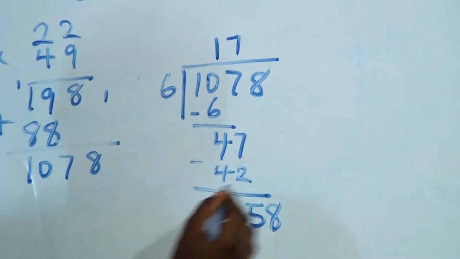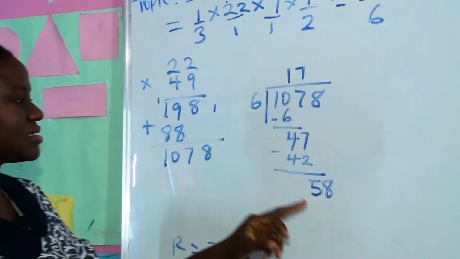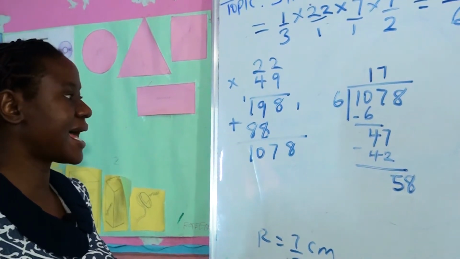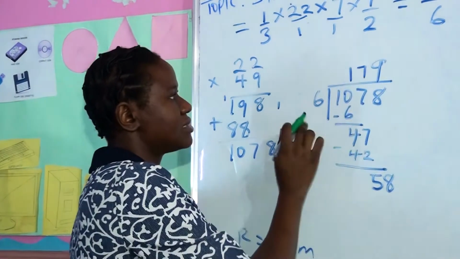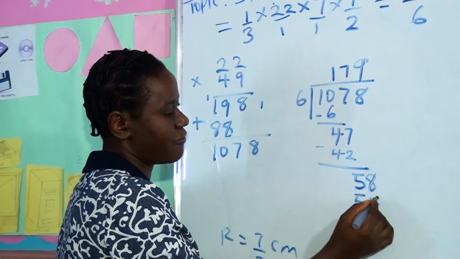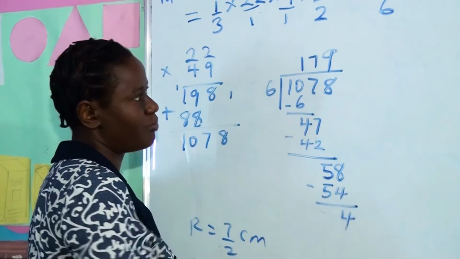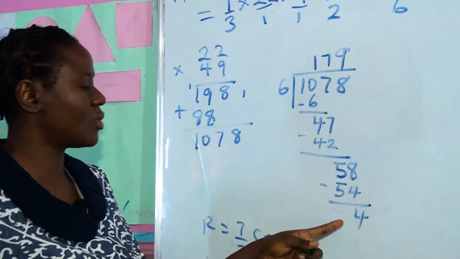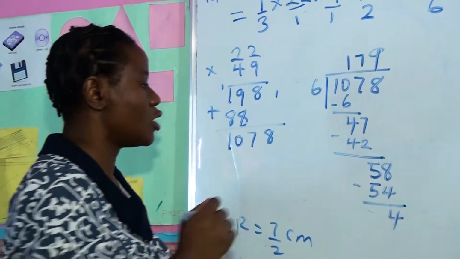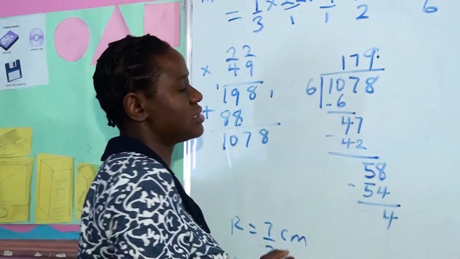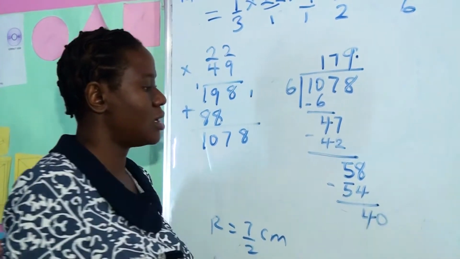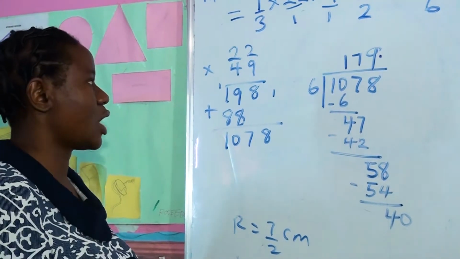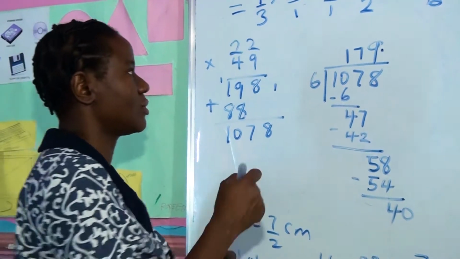Bring down 8. Okay, we have 58. How many 6 can we find in 58? That would be 9. 6 times 9 is 54. Subtract. We have 4. Now there is no other number to bring down, and we cannot get 6 in 4. So what we do is add a point here and then add 0 here. How many 6 can we get in 40?